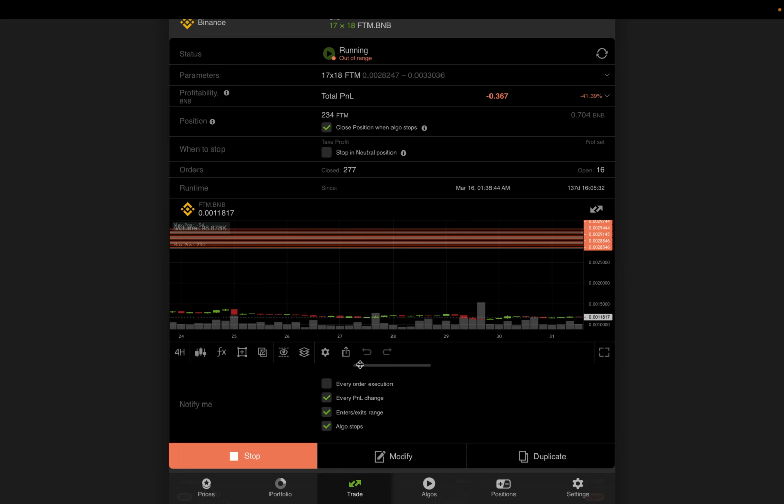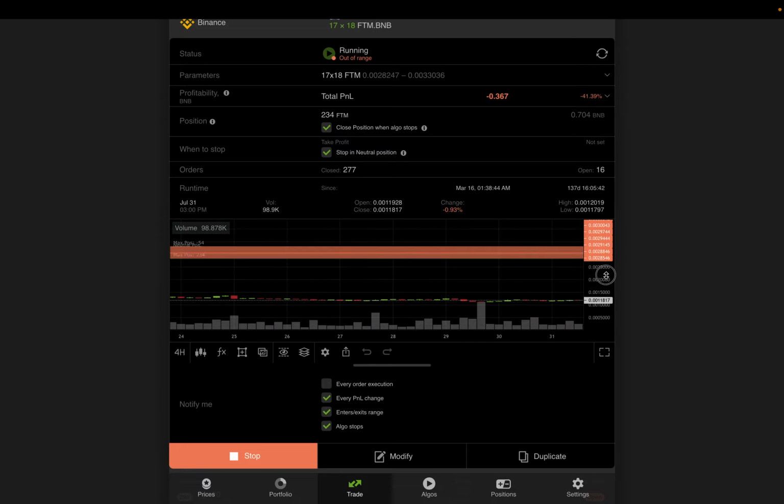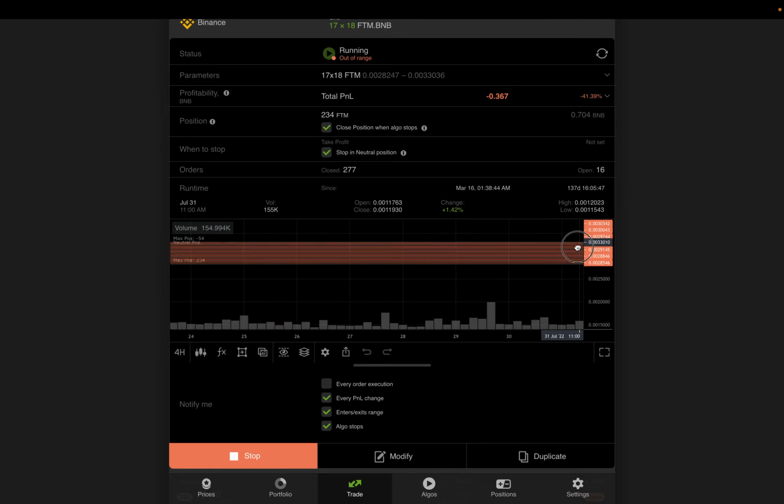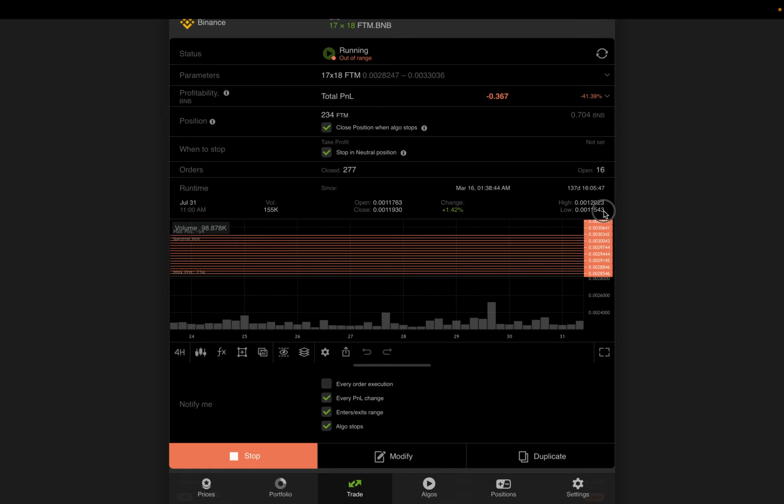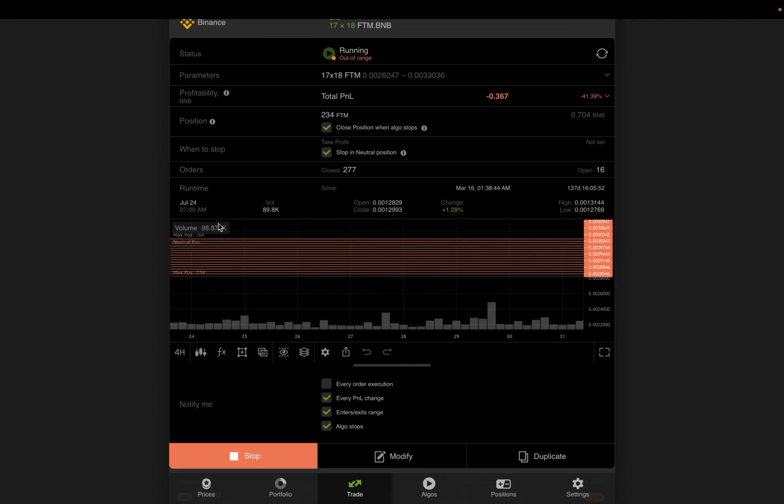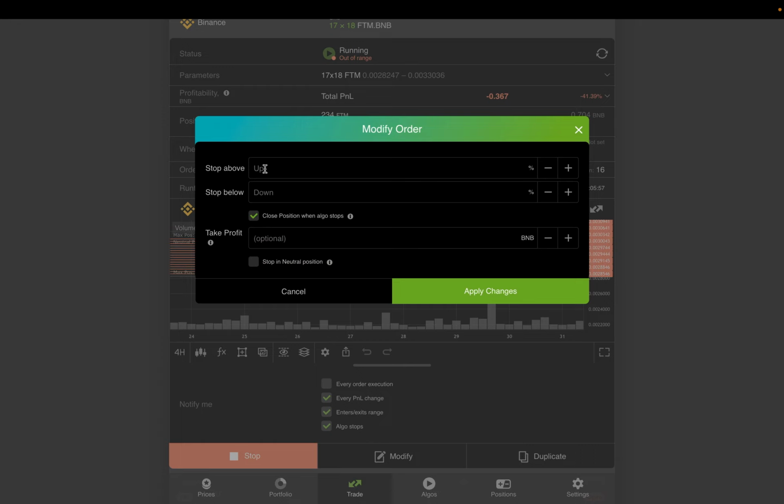First, without hitting modify, I can put here stop in neutral position. If I check it here, since my position is actually positive, the neutral line is somewhere here, so when it reaches the neutral position, it will stop. But I can also hit modify. You see here, I can add a stop, I didn't have stops here. I can add a take profit, which I didn't have beforehand, and also there is the stop in neutral position.